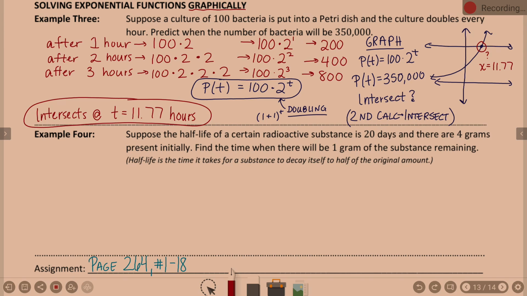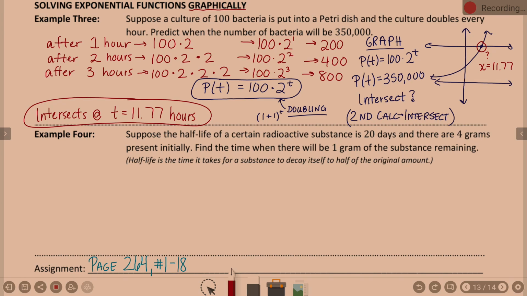Now, could you have kept going? It wouldn't have taken too long before you got to 350,000 doing this by hand, right? It would have only taken you 12 times, but we wouldn't have been able to get to the specific 11.77, or the fact that it's about 11 3/4 hours. Okay? So, questions there. And hopefully you see why this time it was important to write an equation, because I can't graph it without having an equation. Okay?